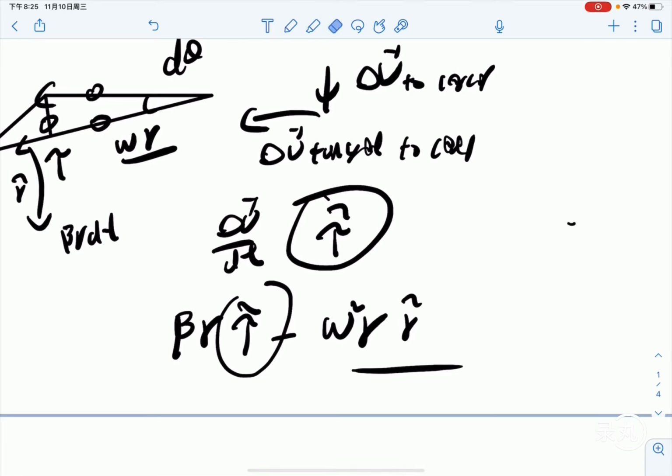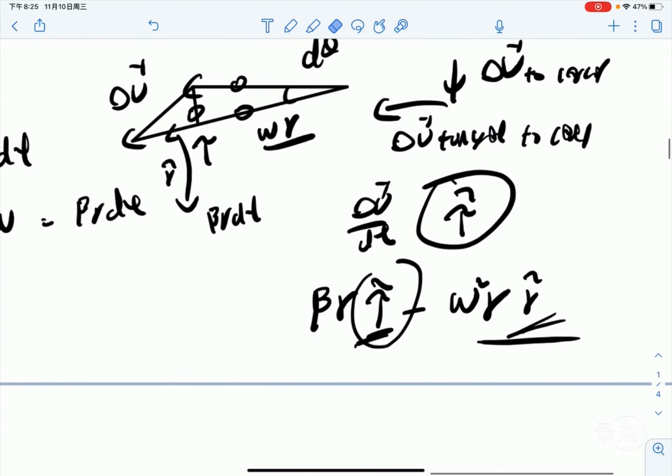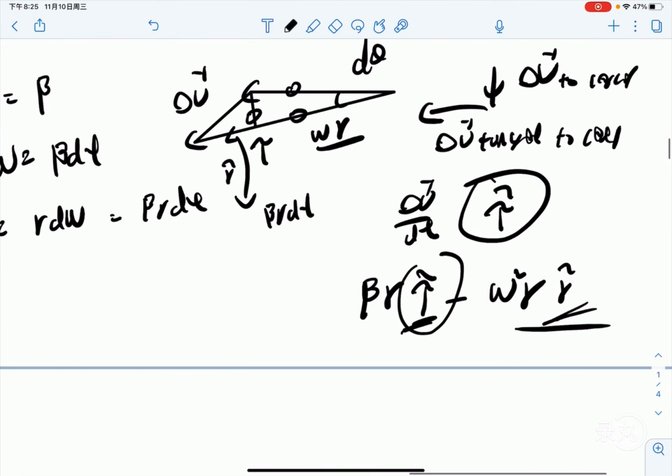This one is a unit vector, and this one is a unit vector, which all have the magnitude of 1, and the direction of this one is just the direction of the r. And this one is also equal to a.